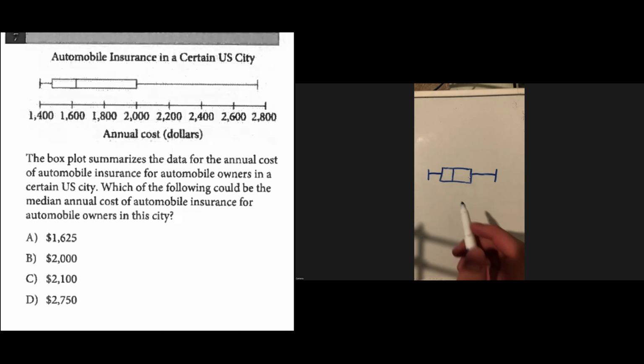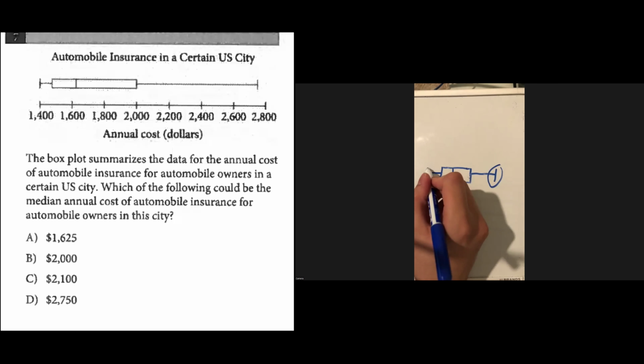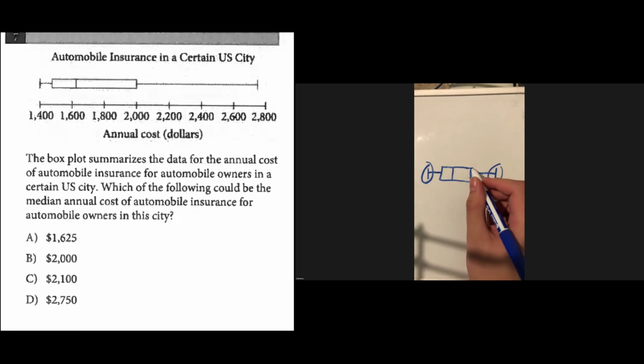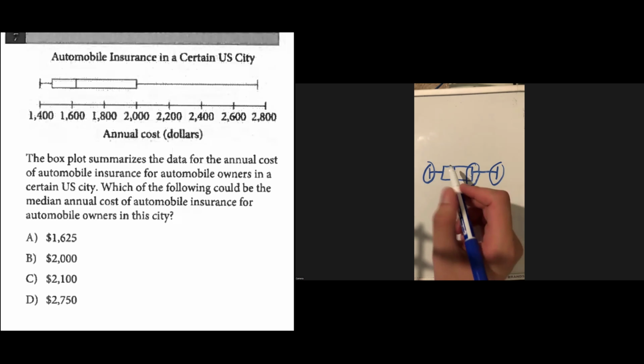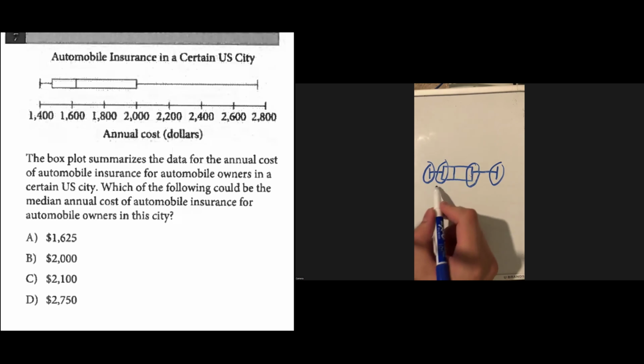Okay, so for question 7, basically you just have to know what a box plot is. So this part here is the maximum value. This is the minimum value. This is called Q3, which means that 25% of data is above that point. This is Q1, that means 25% of the data is below that point.